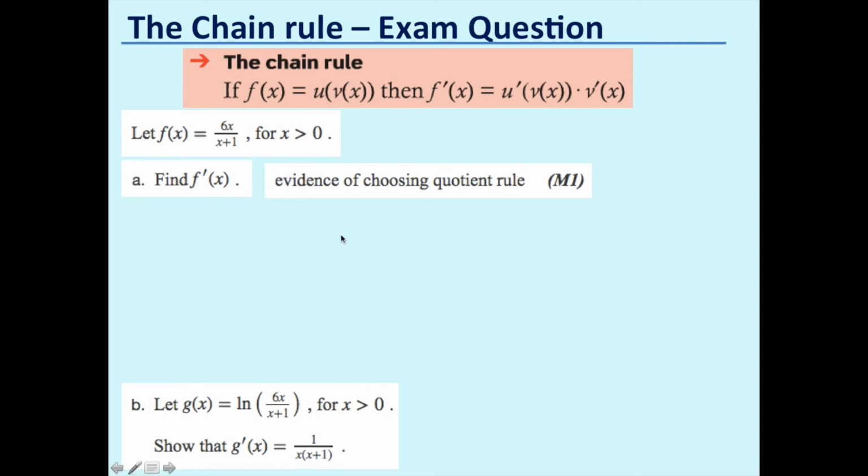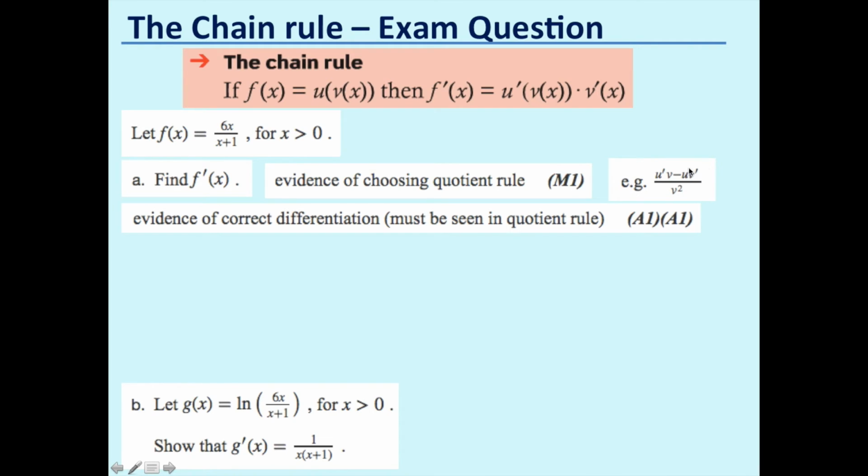Okay, so part A. Hopefully you will have recognised that this is not the chain rule. Here you are dividing one function by another, so we're going to be using our old friend, the quotient rule. For this first mark, you needed some evidence that you were using the quotient rule, ideally. In theory, you could have used the product rule, but let's just go through the quotient rule. So u dash v minus u v dash all over v squared. So you only had to get it in that form, you didn't have to substitute it incorrectly for that point.